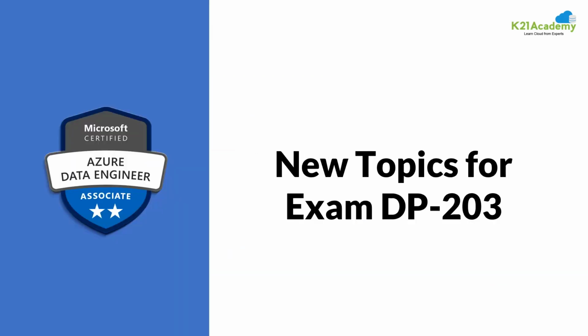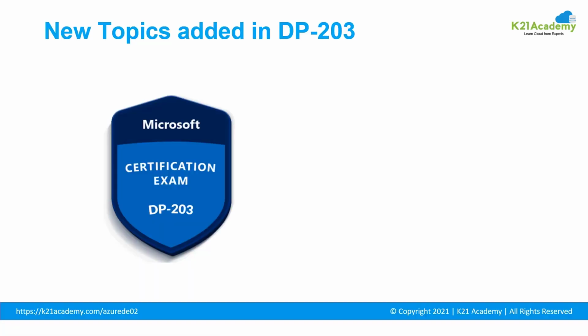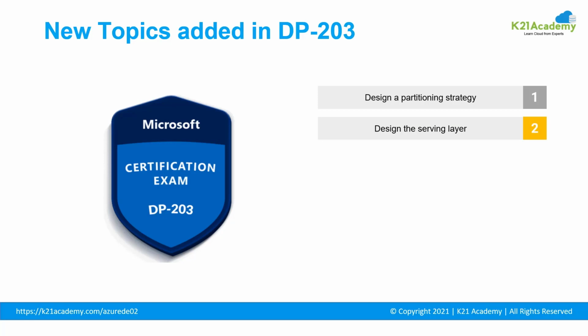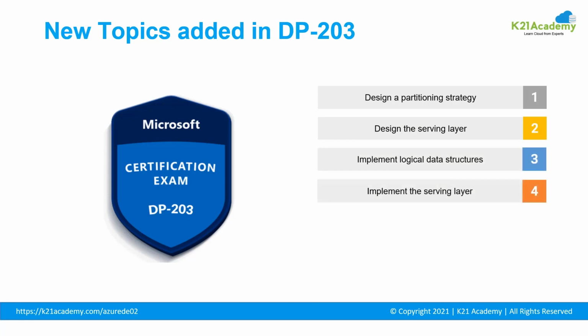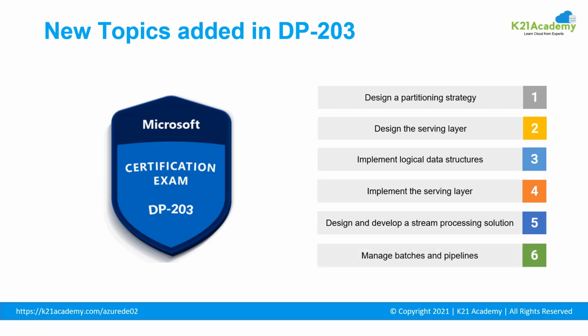Now let's see what are the new topics added to DP-203 which do not exist in DP-200 and DP-201. The topics newly added to DP-203 are design a partition strategy, design the serving layer, implement logical data structures, implement the serving layer, design and develop a stream processing solution, manage batches and pipelines.